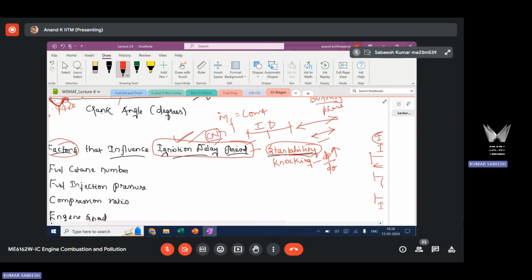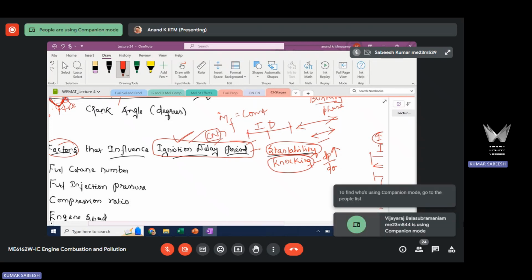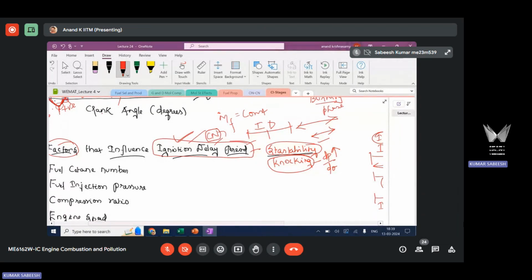The second effect is that the rate of pressure rise, or knocking, that happens in the CI engine is also based on the duration of the delay time. If delay time is very long, it's going to cause a knocking event. We are going to discuss the mechanism involved next. But just take a note here that the delay time is what is affecting the knocking, because it is based on the rate of pressure rise.